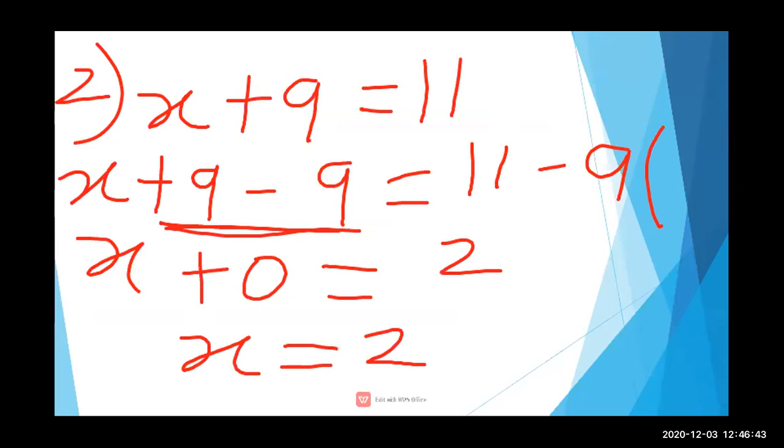Now I hope you have understood this also. So here only I will stop, and in the next lecture I will explain some examples of multiplication and division also.